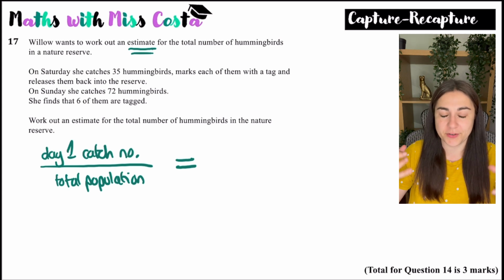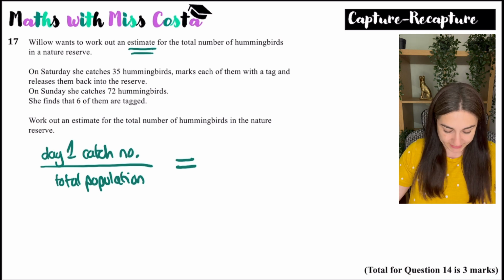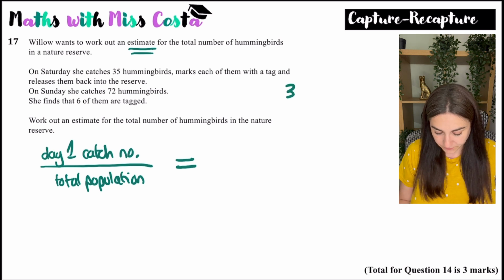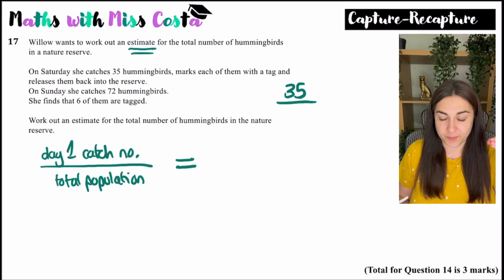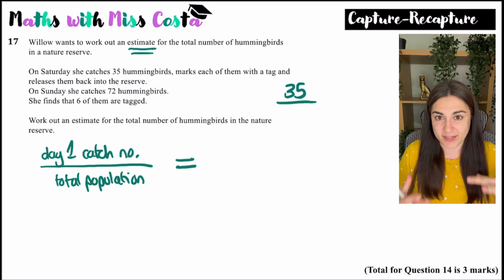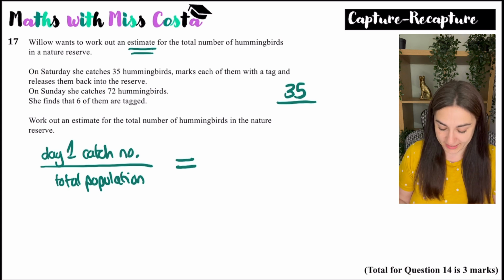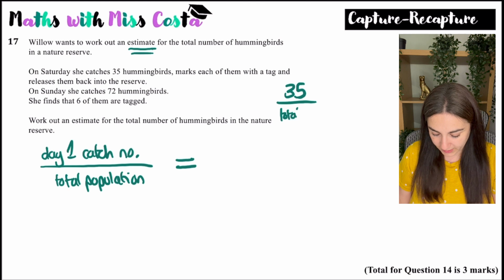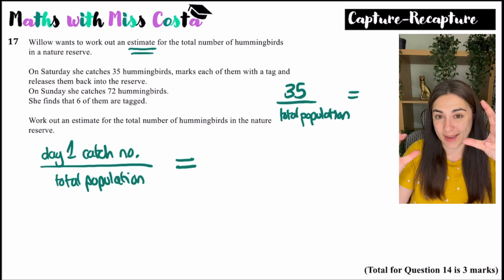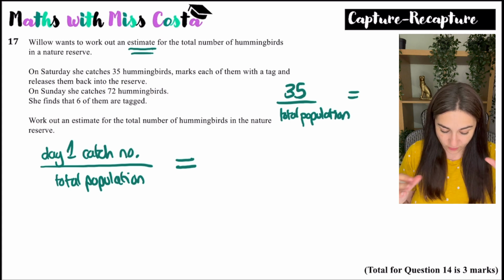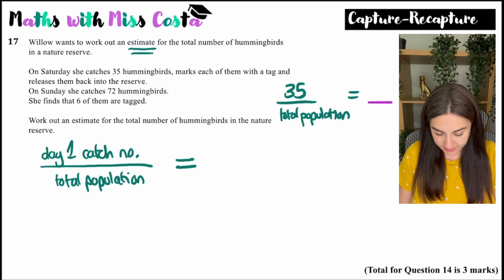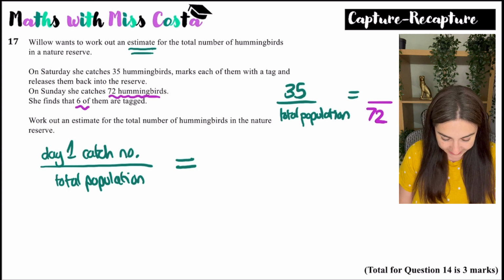so basically with capture-recapture, you capture a certain amount of, in this case, hummingbirds. So on Saturday, she catches 35 hummingbirds, marks each of them, and then releases them back into the wild. So the idea is that these 35 birds are representative of the whole population. So 35 over the total population, to estimate the population, I make it equal to what I then capture on my second day. So the idea is that on the next day, you catch a certain amount. So in this case, she catches 72 hummingbirds. That's the total. And 6 of these are tagged.